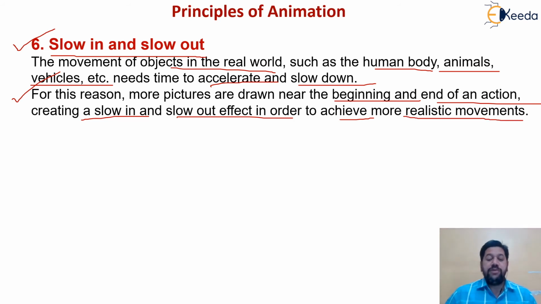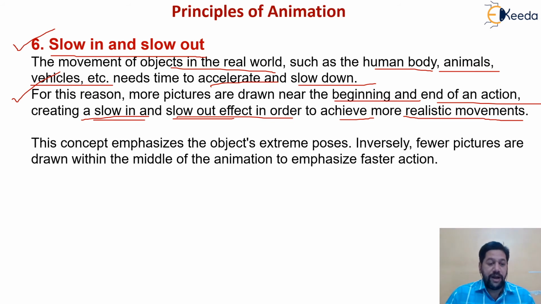Okay, so more frames are added at the beginning and more frames are added at the end to have the slow in and slow out effect, in order to achieve more realistic movement. This concept emphasizes the object's extreme poses. Inversely, fewer pictures are drawn within the middle of the animation to emphasize the faster action.